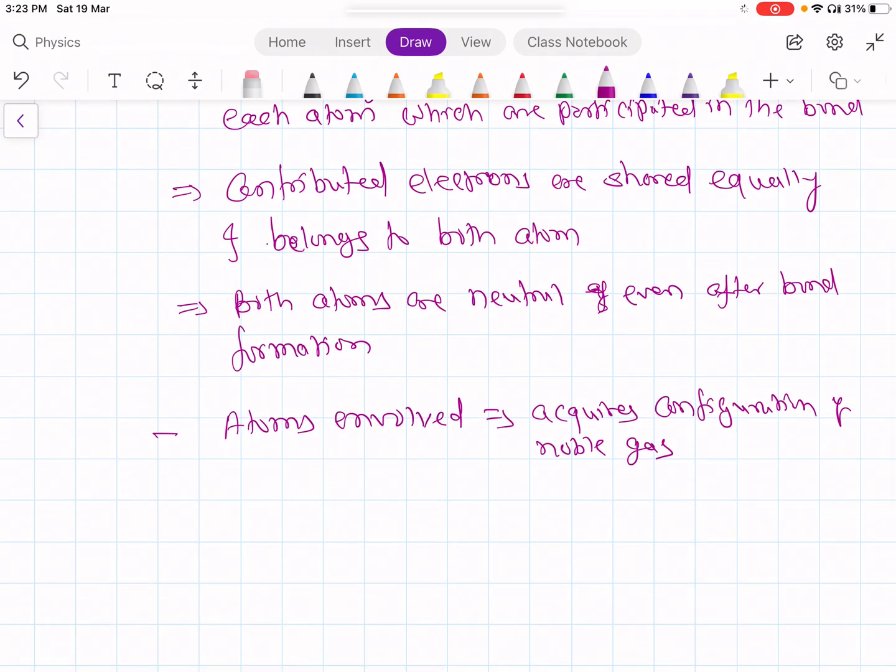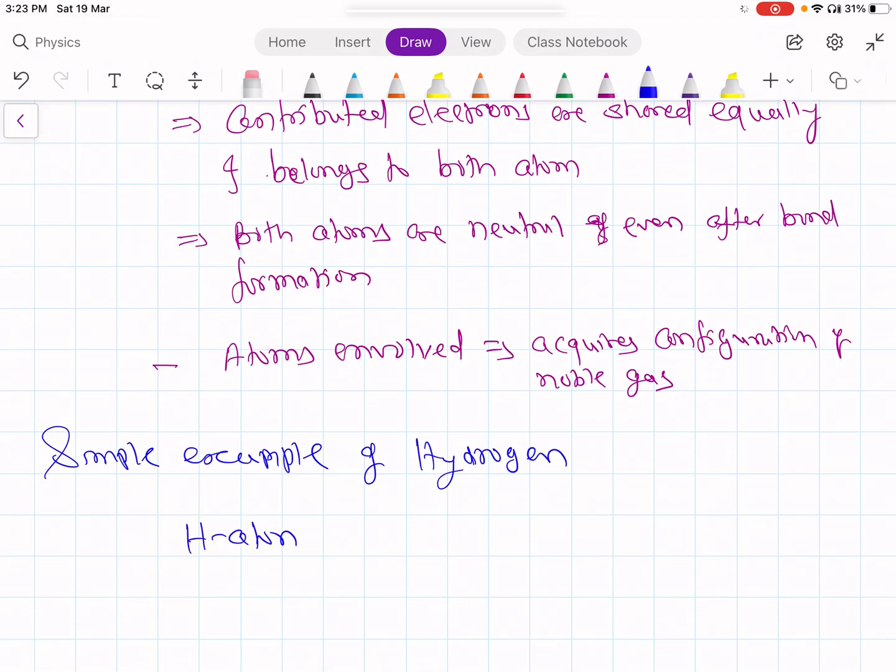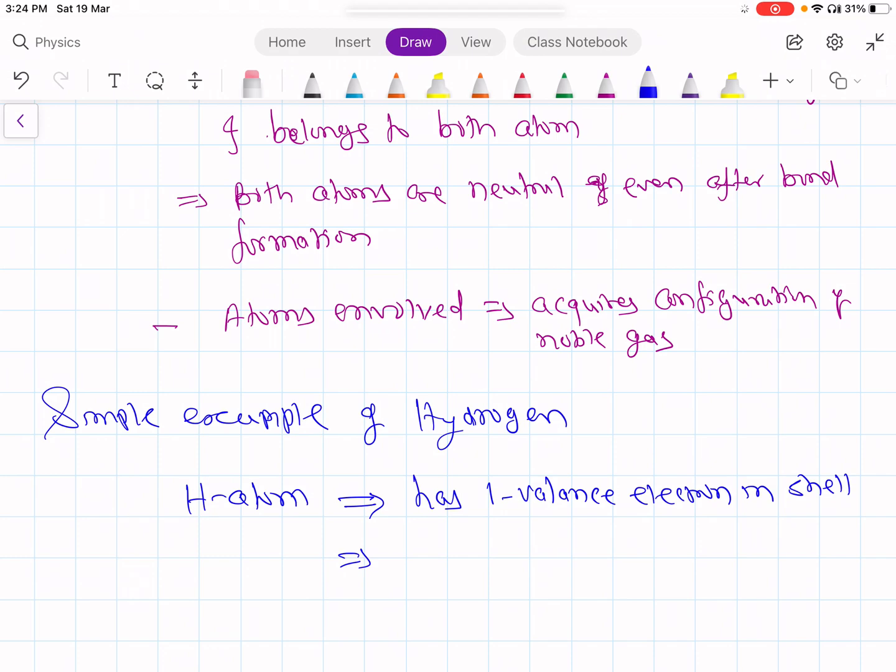A simple example of this covalent bond is hydrogen. You know that this hydrogen atom has one valence electron in its shell. However, the capacity of the shell is 2 electrons. But it has only 1 electron. It can accommodate 2 electrons.